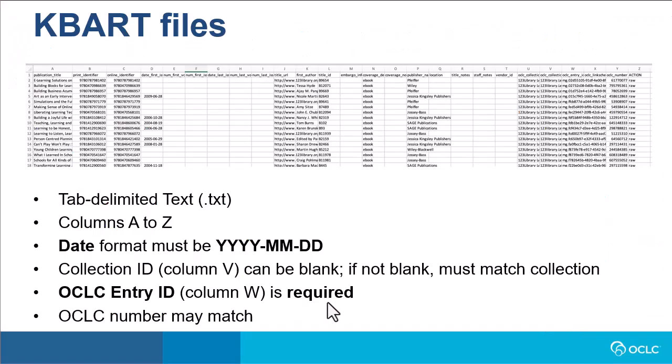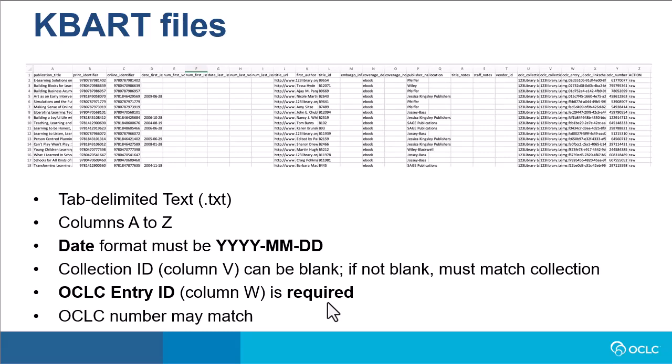General notes regarding KBART files. Tab delimited text that opens in an Excel spreadsheet or another spreadsheet application. The columns run A through Z. This helps one determine if a column is missing. Date format must be 4-digit year followed by 2-digit month followed by 2-digit date. This is one of the first things to check if any titles are invalid during upload.